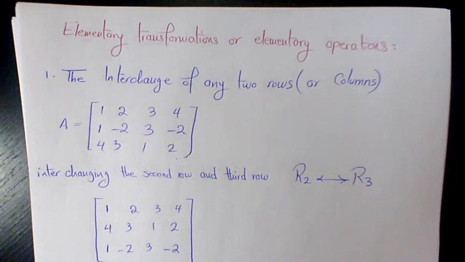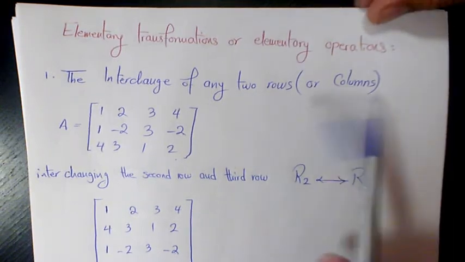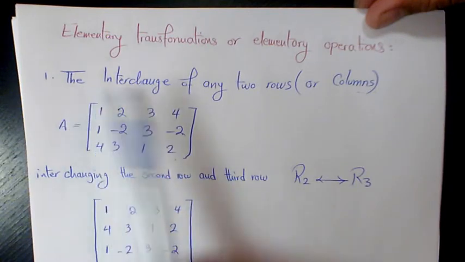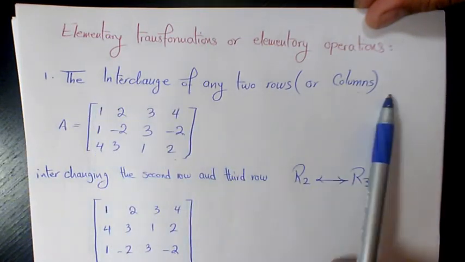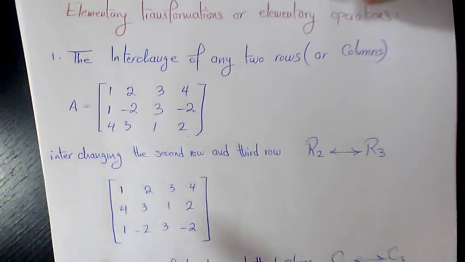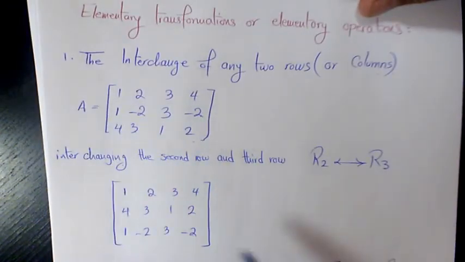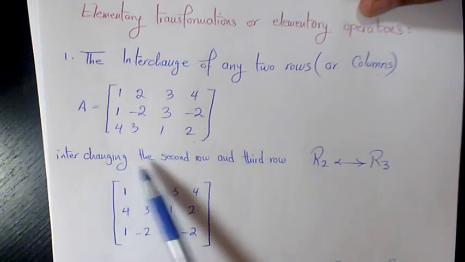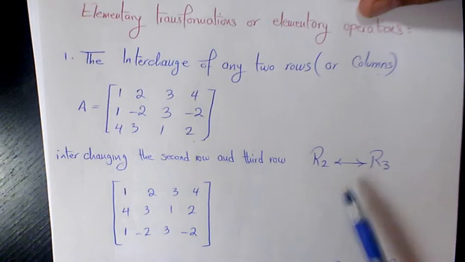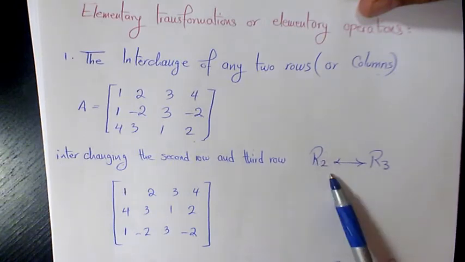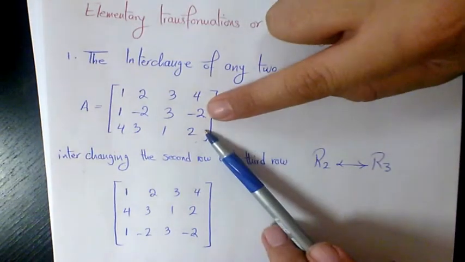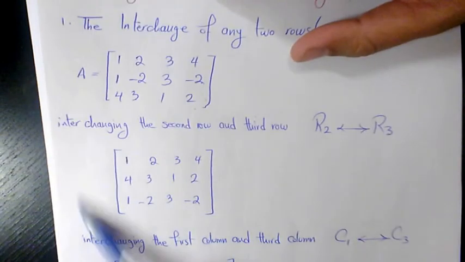Now I want to talk about elementary transformations or elementary operations. Sometimes we can change two rows or two columns, so it is called interchange of any two rows or two columns. For example, we have this matrix that's 3 by 4. We want to interchange the second row with the third row, which is shown by R2, row 2 and row 3. So when we switch these two, we can write it like that.